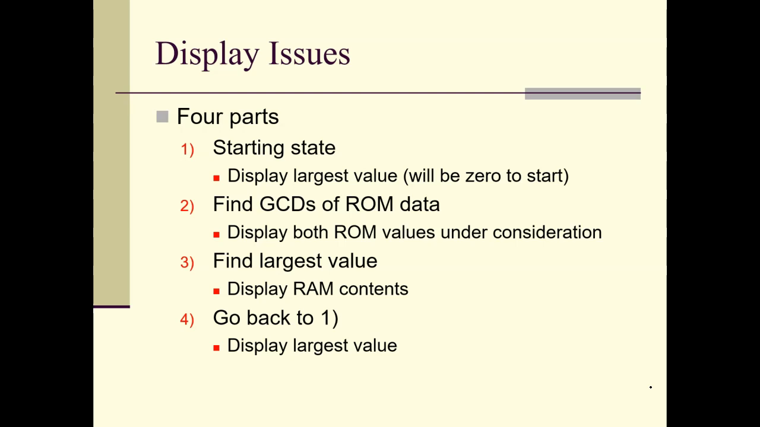So once you go through all the ROM data, what you have done is you've saved the largest values, the greatest common divisors, to RAM. You're going to iterate through that RAM, and while you're doing that, you're going to display the RAM contents. And once you iterate through that entire RAM, you've essentially found your largest value, and you're going to go back to state 1 and display that large value.